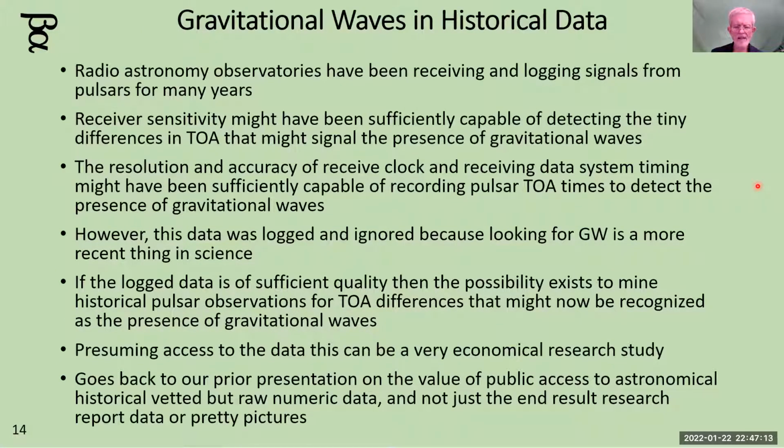But what about gravitational waves in historical data? We've got radio astronomy observatories, and they've been monitoring time of arrival of pulsars for a long period of time. The problem is they may have the pulsar data, but they don't have the variances at the nanosecond level to determine the effect of a gravitational wave of high frequency. So the data may be there, but the quality may not be there, but it doesn't hurt to look.